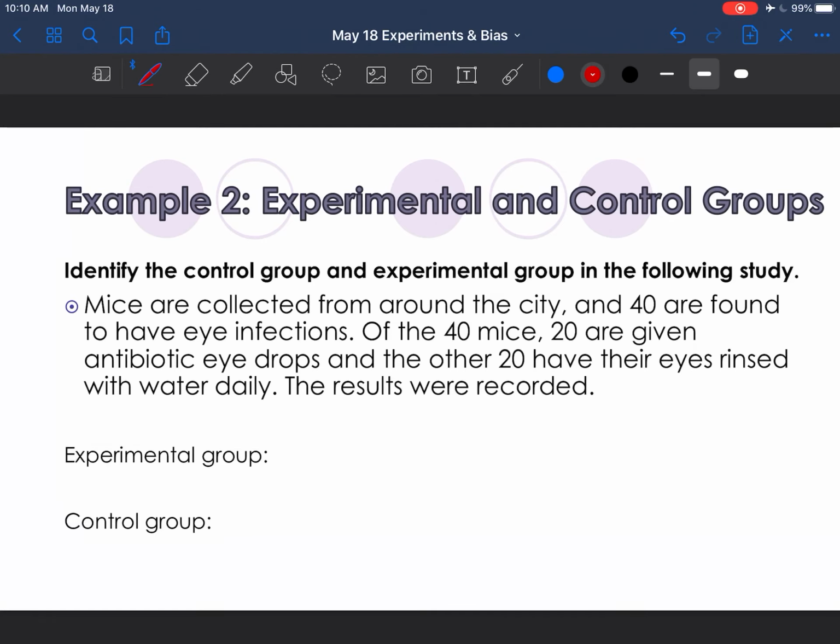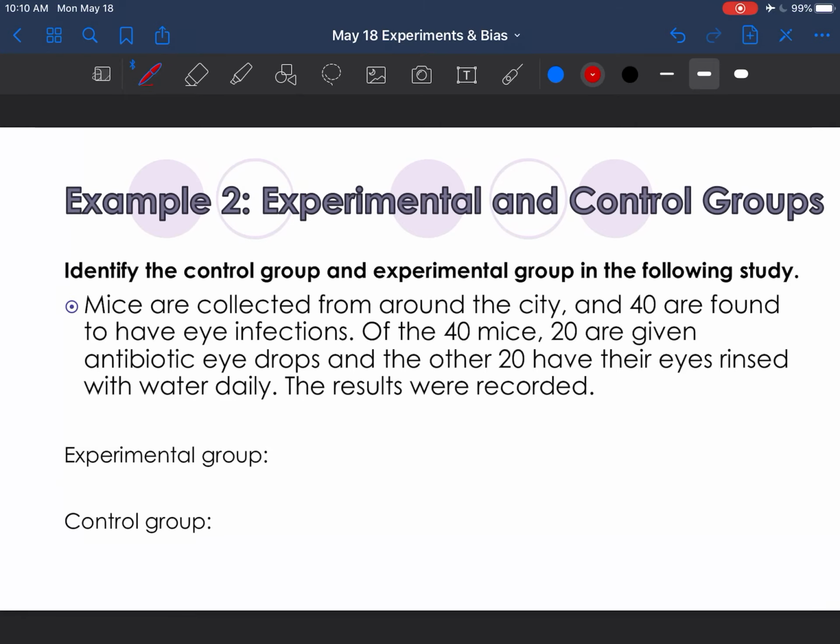The next example is figuring out, identifying experimental and control groups. So let's look at this one. It says mice are collected from around the city, and 40 of them have eye infections. Out of those 40, they give 20 of them antibiotic eye drops, and then the other 20 just have their eyes rinsed with water. So you're trying to identify which one's the experimental and which one's the control group.